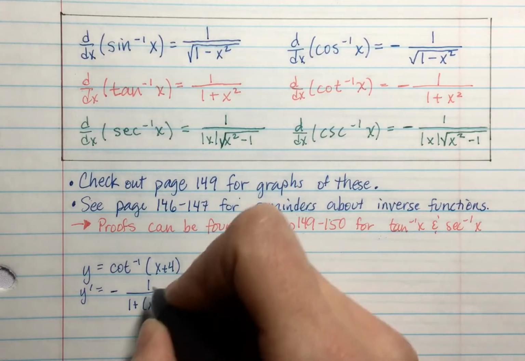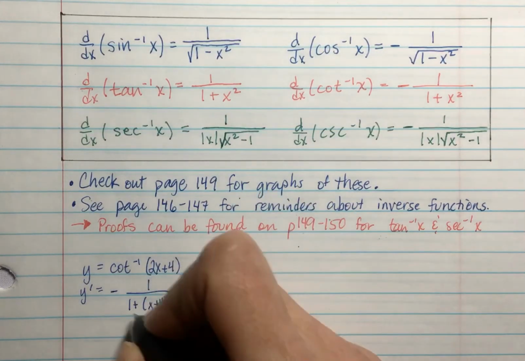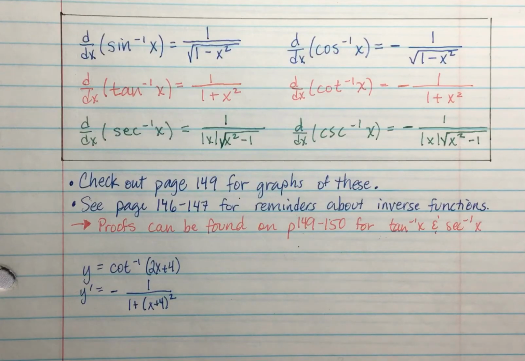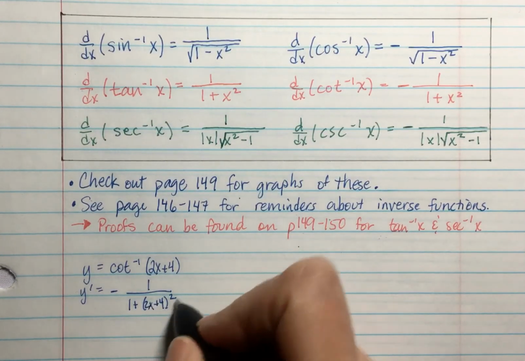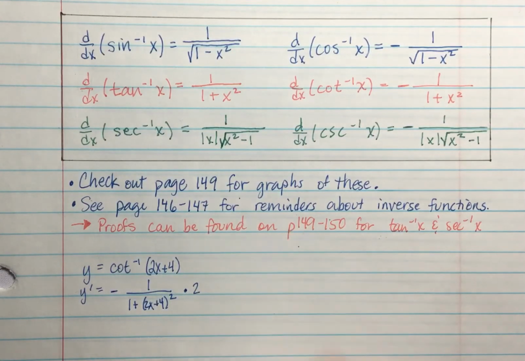Okay, I'm going to go rogue. I'm going to change this problem. We're going to make it 2x plus 4, just so I can show the derivative of the inside. So we have 2x plus 4 there, and then times the derivative of the inside, the derivative of our inside is 2. And that's it. We don't need to clean it up. I'm not interested.